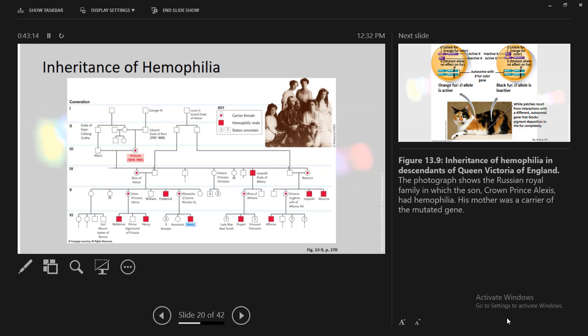So did all this start with Victoria, and that's how it got down to? Yep, the original carrier. And then because of inbreeding, because royal families would rarely marry with people outside of the family, it leads to an increase in the frequency of rare genetic alleles. Okay.